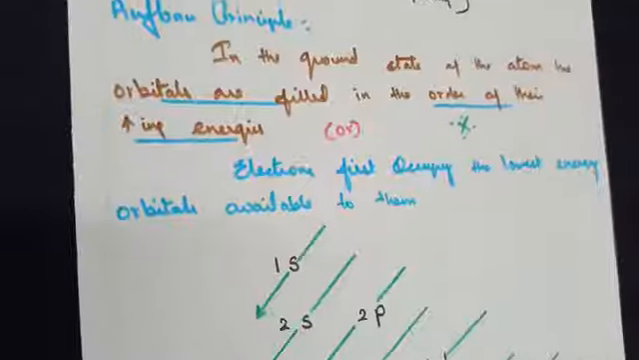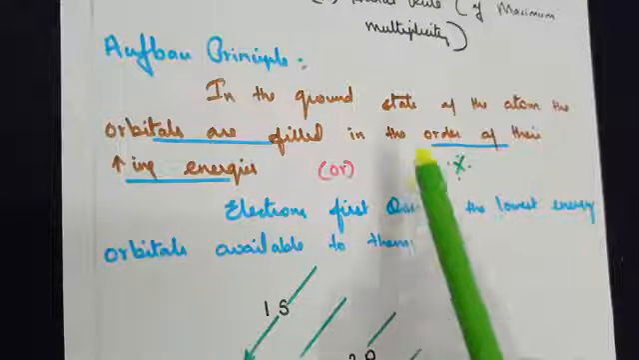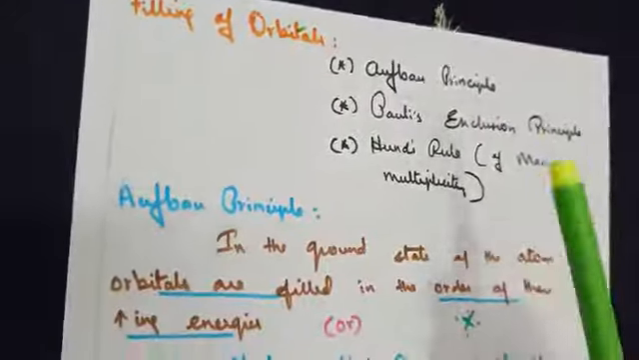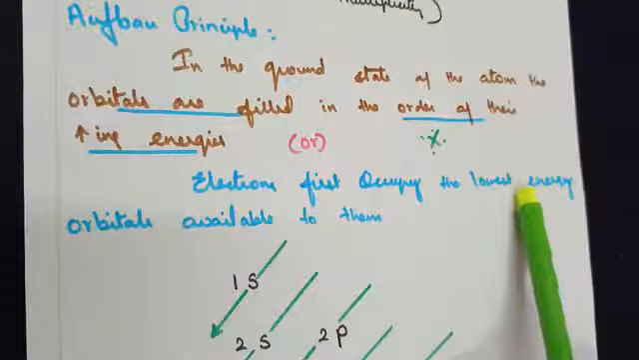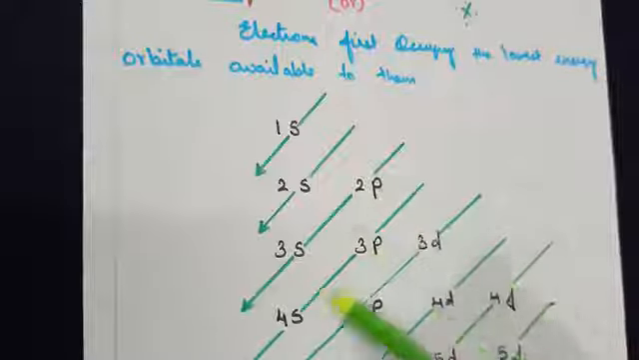So when they ask you from an exam point of view, write down either two definitions or any one of the definitions and give a clear diagram of this. So this is the knowledge of the Aufbau principle. All you need to remember is that electrons first occupy the lowest energy orbitals available to them. That's the concept, very clearly I have told you.